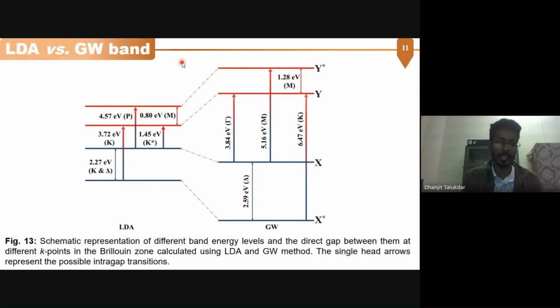Next, this is a schematic diagram showing how the LDA versus GW band structure looks. We can see that the GW calculation, or the quasi-particle correction, widens the band gap of the material to better match the experimental results.